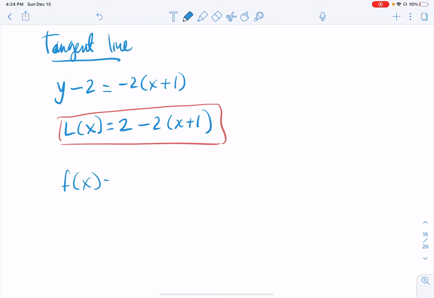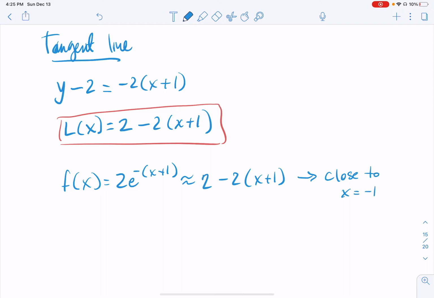f of x, being equal to 2e to the negative x plus 1, is approximately equal to 2 minus 2 times x plus 1, but just really, really close to x equal to negative 1. All right, we'll take a look at some pictures of graphs at the end of this, if you really want to. You can just throw it on Desmos.